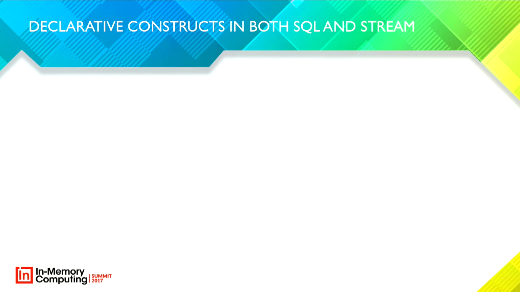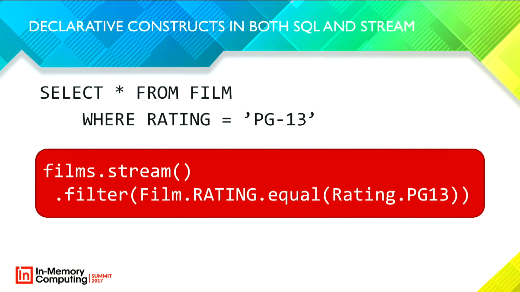Another similarity is that they use something called declarative constructs. What is that? We express what we want and not how we want it, and not how it should be done. In the upper portion, you see a very simple SQL statement. It says that we want to select everything from a film table where the rating is PG-13. It doesn't say how we should do it.